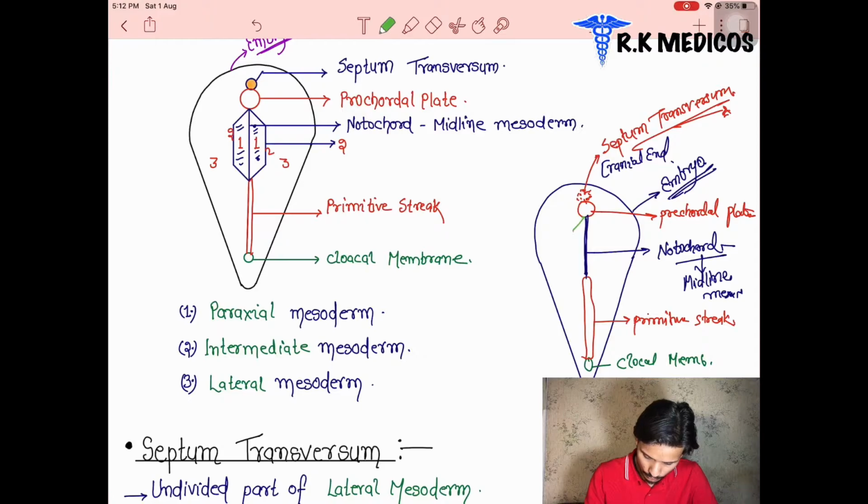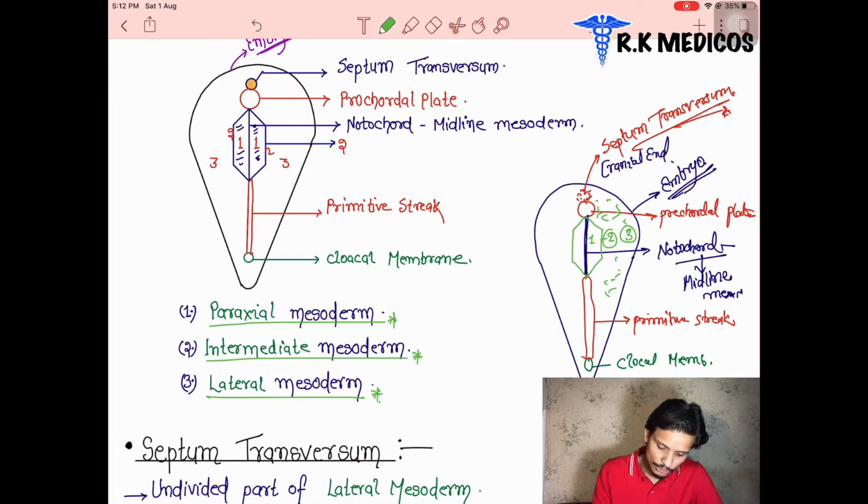I'm going to tell you, wait a minute. Suppose that this is the first part of mesoderm, this is the second part of mesoderm, and this is the third part of mesoderm. So there are three types of mesoderm basically. I already told you now. The first one is called paraxial mesoderm. The second one is called intermediate mesoderm, and the third one is called lateral mesoderm.